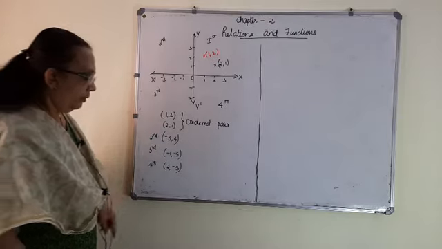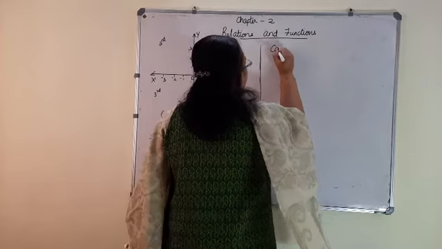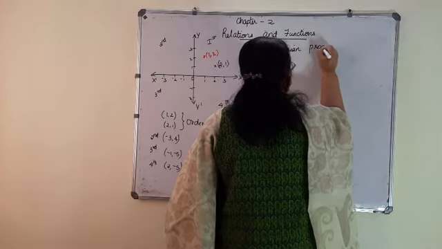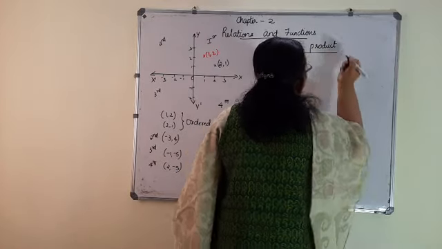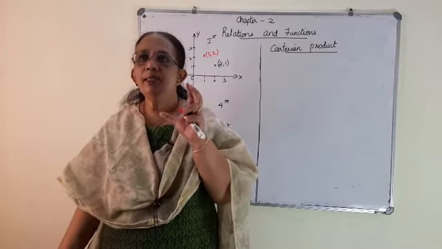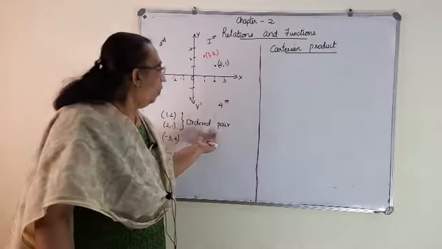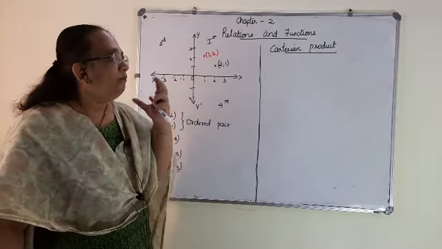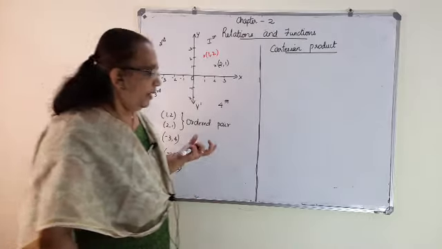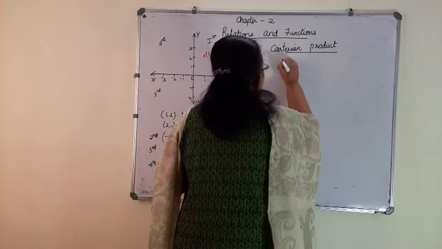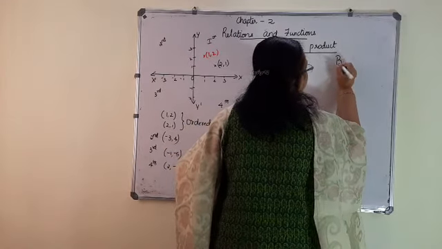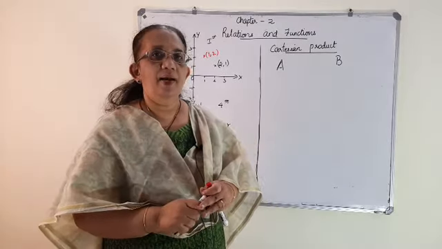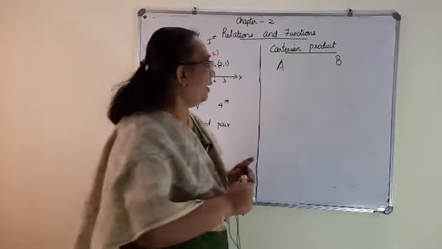Now, when we move on to Cartesian product, the elements are ordered pairs. In a Cartesian product, the elements are ordered pairs. So, where do we define a Cartesian product? Now, if there are two sets A and B, you know what is a set. It is a well-defined collection of ideas or objects.